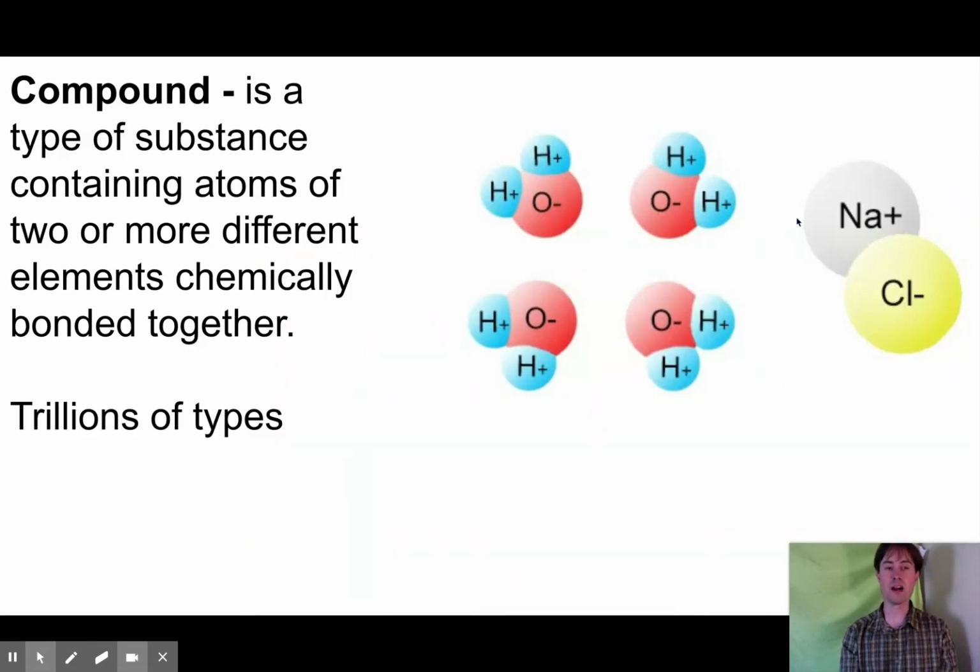Then we combine elements into molecules to make compounds. We put one hydrogen, another hydrogen, with oxygen, making water. Sodium and chlorine make table salt.